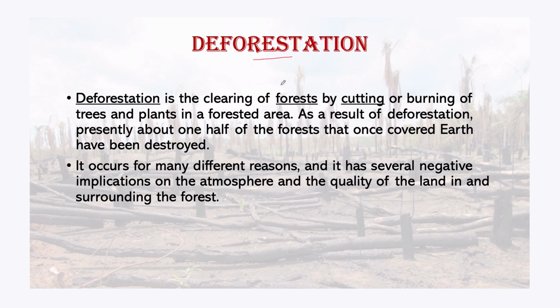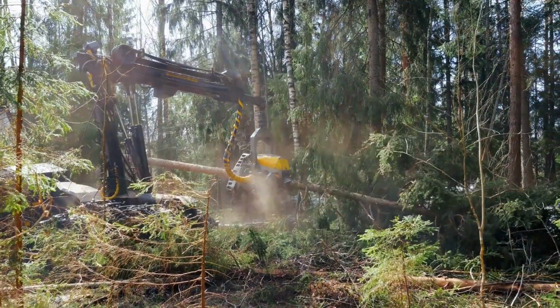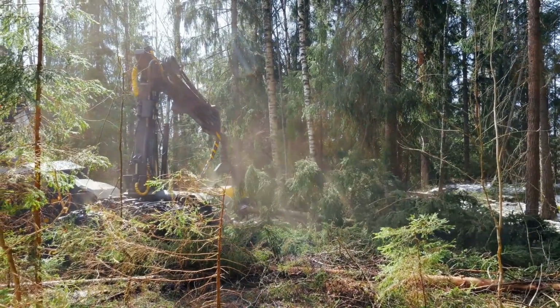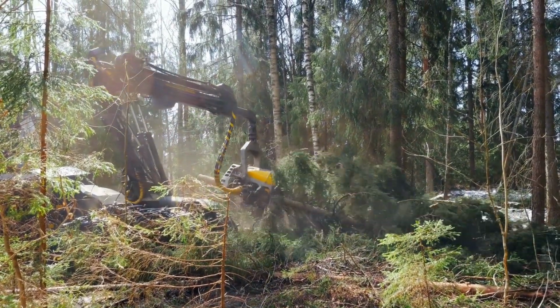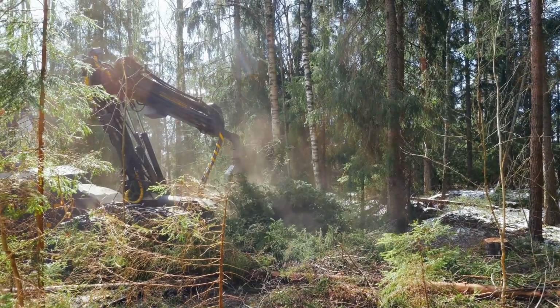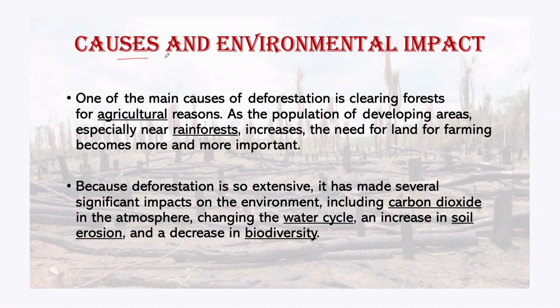Now talking about deforestation. Deforestation is the clearing of forests by cutting or burning of trees and plants in a forested area. As a result of deforestation, presently about one half of the forests that once covered the earth have been destroyed completely. It occurs for many different reasons and it has several negative implications on the atmosphere and the quality of land in and surrounding the forest. Now there are various causes and environmental impacts of deforestation. I'm not talking in detail about deforestation because I've talked about it in various lectures in this series.